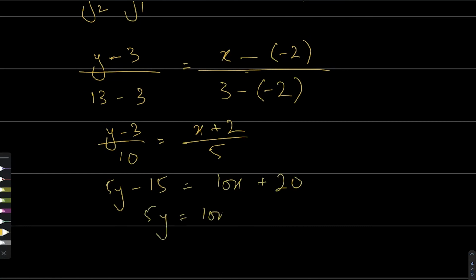5y is equal to 10x plus 35. y equals 2x plus 7. So somewhere there was a mistake in the previous method, not in this one. This is fine. So that's my answer.